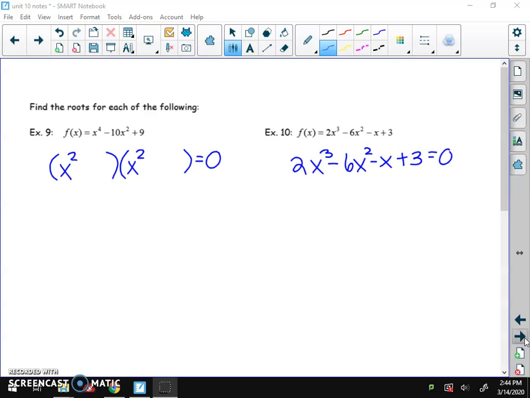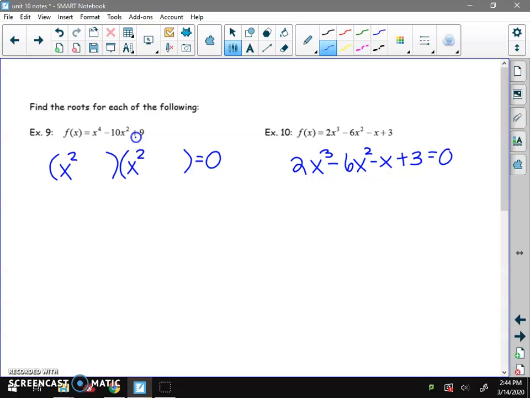In example 9, we have a trinomial again, so we're not going to have to worry about factor by grouping. We do need to find a way to break up the x to the 4th. I would start with x squared and x squared. This tells me the signs are the same. They're both negative, so minus, minus. And factors of 9 that add up to 10 are 9 and 1. So you could factor x squared minus 9 and x squared minus 1. They're differences of perfect squares.